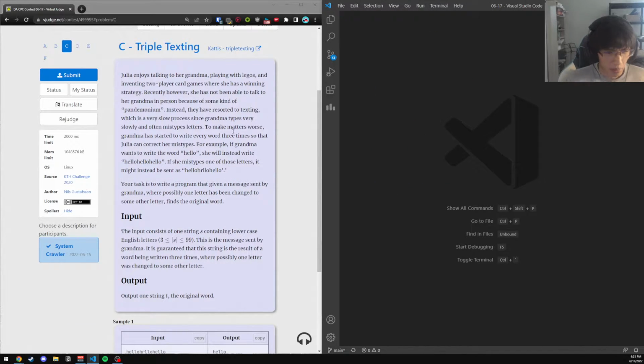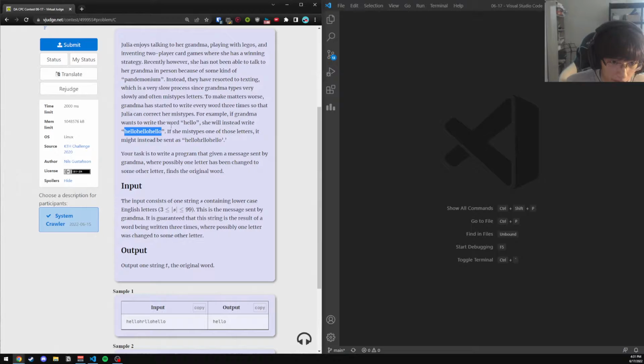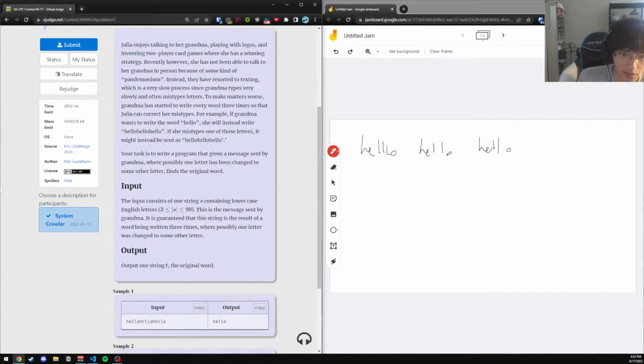Problem C. The problem text is a little long, but basically the grandma is typing 3 times. So we'll have hello, hello, hello. The original text is hello, but it might be hello, hello, hello, and it might also be different in one of these characters. So let's say this could be different, or this could be different, or this could be different. Any number, one of the letters, possibly one of these letters, can be different.